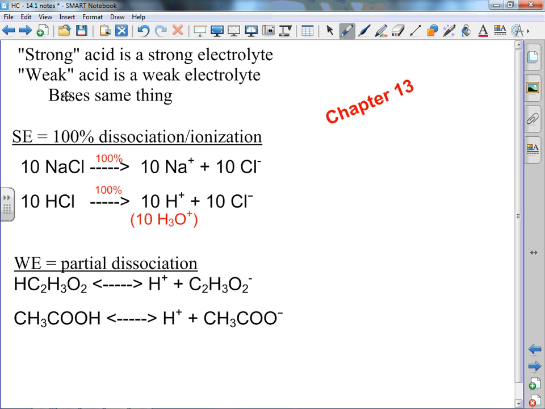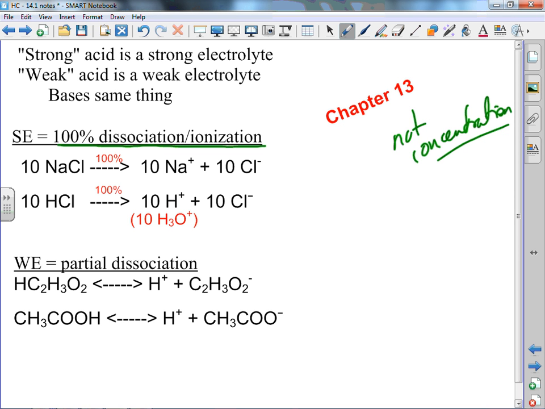This does not mean concentration. Okay? Not concentration. Doesn't mean it's dangerous. So to define this, if a chemical is a strong electrolyte, it will dissociate or ionize 100% of every particle.